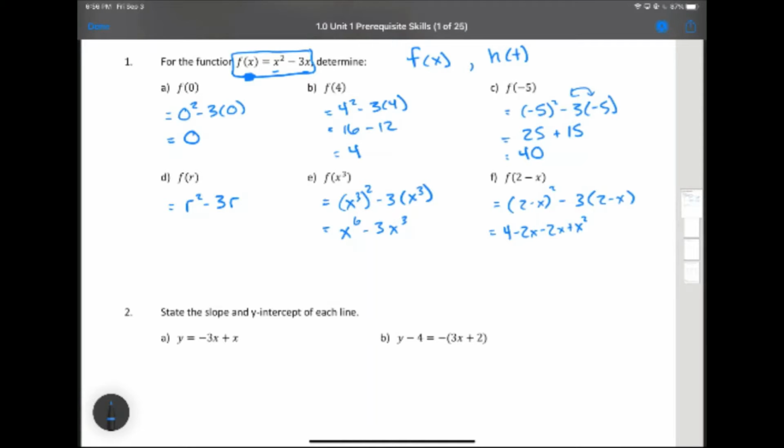If you need to write an extra line for that, again, be my guest. And then we do the minus 3 times 2 is negative 6, and minus 3 times minus x is plus 6. Sorry, plus x. Plus x, not plus 6.